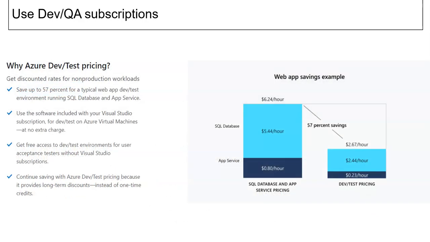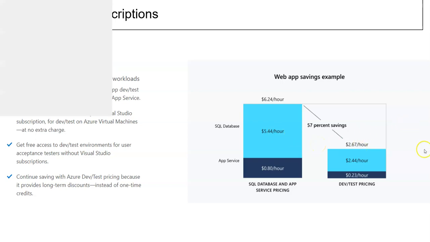The other way is that rather than using our regular subscriptions, you can make use of the Dev/QA subscriptions, which will save a lot of money. You can see in the picture, if you are using a SQL database and app services, which is actually costing $6.24 per hour, if you go with the dev test type of environments or subscriptions, that is going to cost you only $2.67 per hour. That is a huge difference when it is Azure dev test environments you are using. It is straightforward 57% savings it is showing if you use the dev and test subscriptions rather than the regular subscriptions for your development aspects.